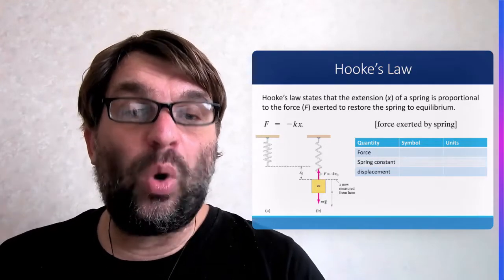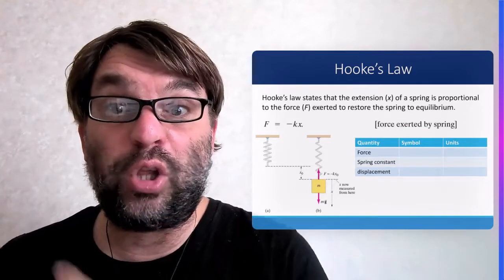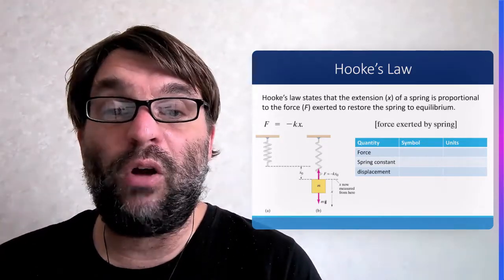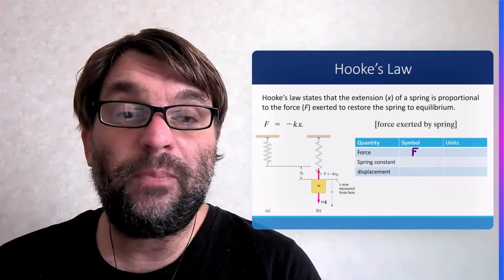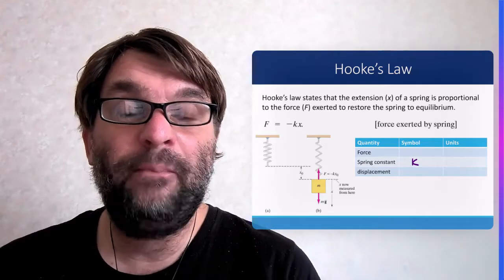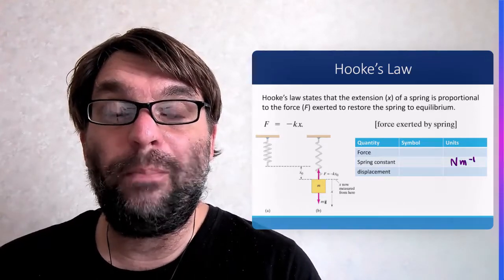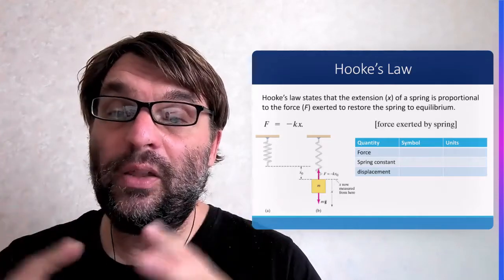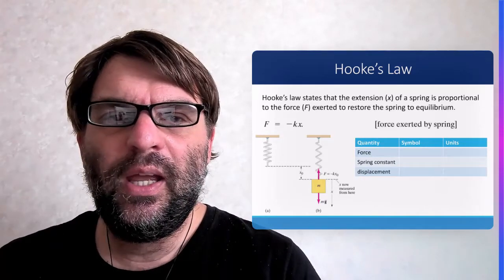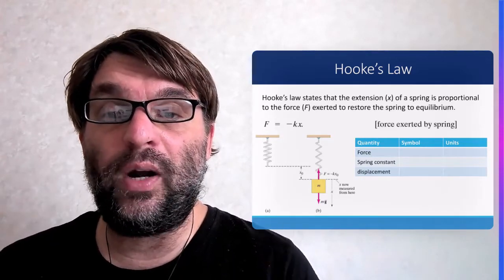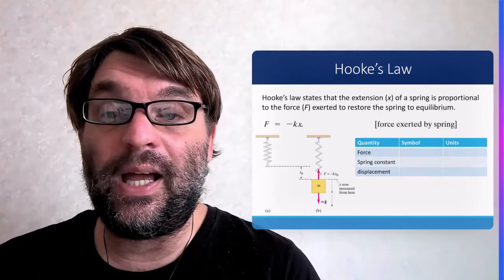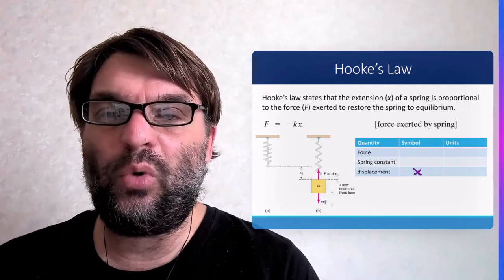Okay, so the quantity force, at least both load force or restoring force, depending on the nature of the equation or question, will have a symbol of F, and its units will be newtons. The spring constant will have a symbol of little k, lowercase k. Its units will be newtons per meter. Okay, and the larger the spring constant, I guess the more stiff the spring is, and the smaller it is, the more springy it is.